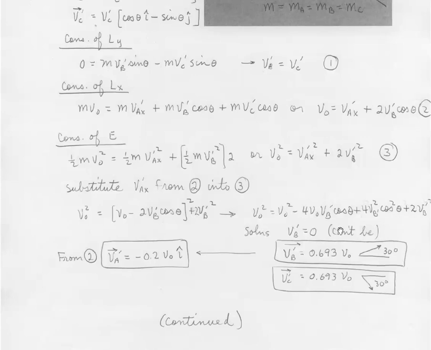So the solutions you get out of this, the V naught squared goes away. You can factor out a VB prime. There are 2 solutions out of that still. VB prime equals 0 is one. The other one is that VB prime is 0.693 V naught, and it is, as we argued earlier, at the angle of 30 degrees. So if you plug that into equation 2, you can find VAX prime is minus 0.2 V naught in the i, and then VC prime and VB prime are equal in magnitude, so you have the same number there, and of course a 30 degree angle down.